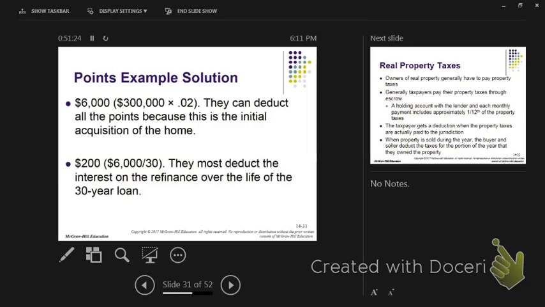All right, so you got a $300,000 loan. You got 2 points, 1% for each point, and then the difference there is they have to spread the deduction over the life of the loan, which is 30 years.